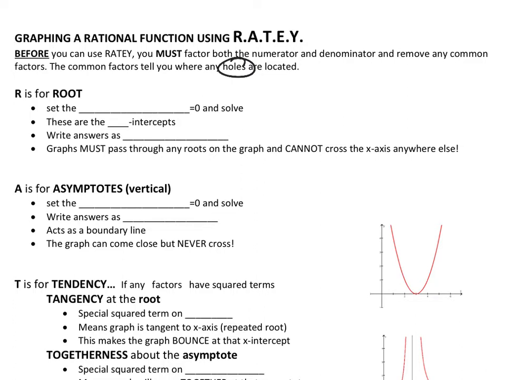The R in RATEY stands for root, also known as the x-intercept, also known as the zero of the function. You're going to set the numerator equal to 0 and solve. These are the x-intercepts, and we write our answers today as coordinates, number comma 0. What's important about this is that we know graphs must pass through any roots. So any of these values we find, you must cross the x-axis there. And more importantly, you cannot cross the x-axis anywhere else, only at these values we find. R is for root.